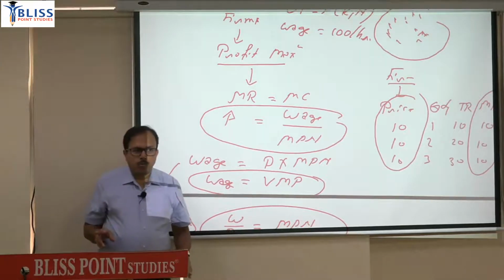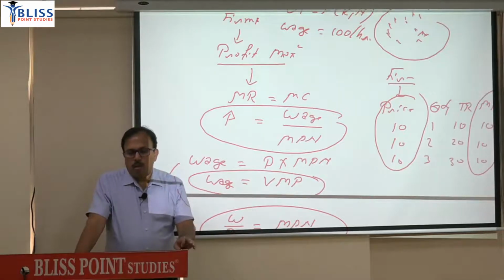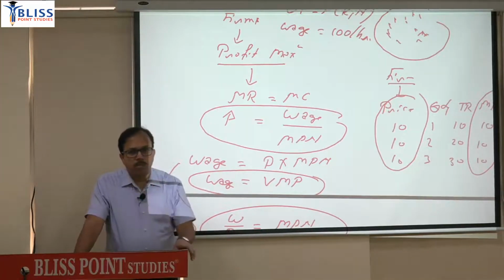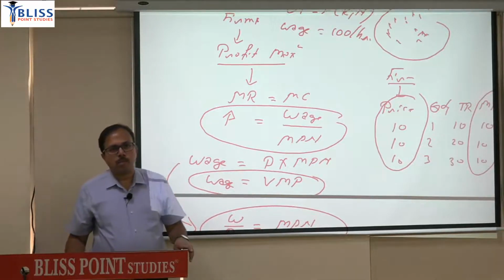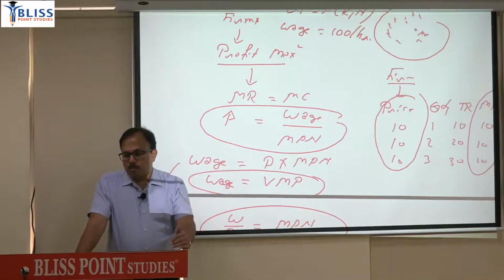As we know, for profit maximization, MR must be equal to MC. Marginal revenue must be equal to marginal cost.